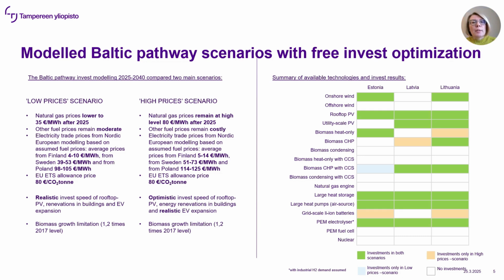On the right, you can see the technologies selected by the model. Green cells represent investments present in both scenarios. Light orange indicates investments exclusive to the high price scenario, and light blue represents investments specific to the low price scenario. White cells indicate no investments in such technologies. The results suggest that in the high price scenario, a broader and more diverse set of technologies become economically viable.